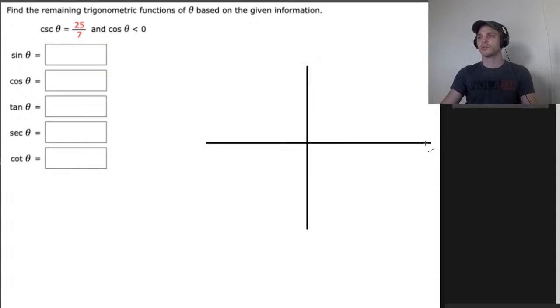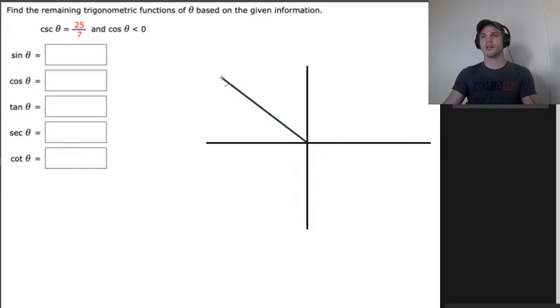So draw ourselves a coordinate plane. Okay, so it says cosine is less than 0. That means cosine is negative. That means it's going to be in one of these 2 quadrants. And then I also have the cosecant positive. Cosecant is 1 over the sine. So if cosecant is positive, sine is positive. Sine is positive up here, and cosine is negative here, so I know I'm going to be in the second quadrant.